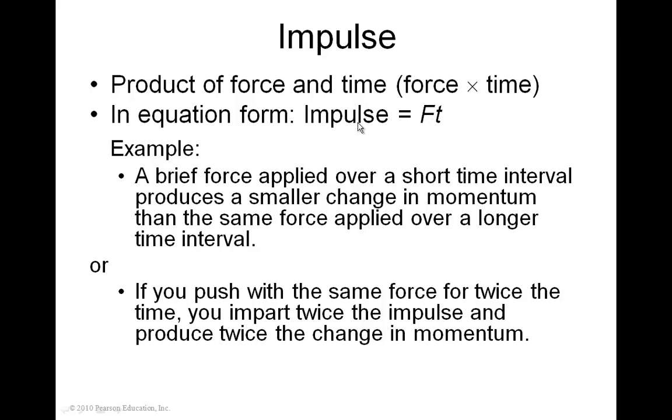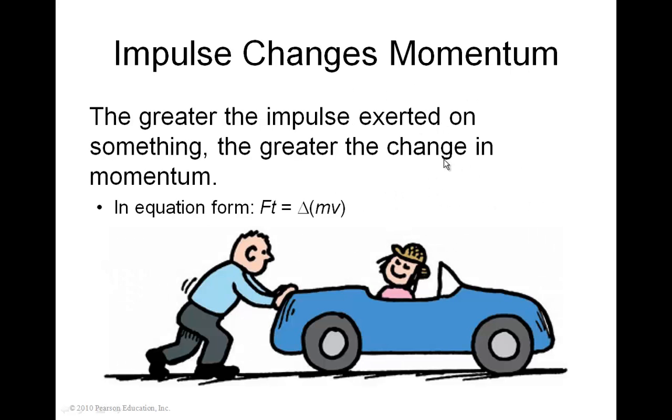So if you think about it in another way, let's look at the time again. If you push with the same force for twice the time, then you're going to have twice the momentum, or twice the change in momentum. Just like we had with momentum when we doubled the velocity, we doubled the momentum. Here, if we double the time, we'll double the impulse. Okay, so what does impulse do? Impulse changes momentum. So the greater the impulse exerted on something, the greater the change in momentum.